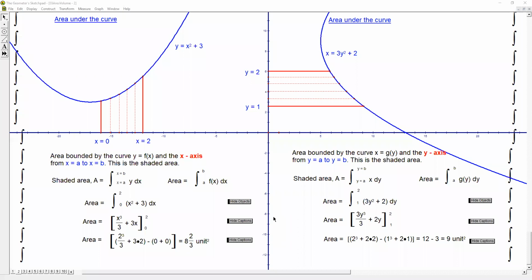9 units. Okay, Yang Wan Li is also here. Yang Wan Li is here. Okay, so far, any question?